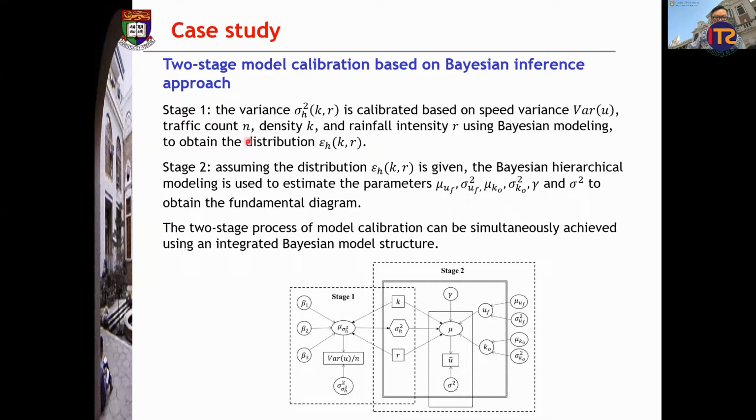Now, we establish the model using this two-stage, hierarchical process. In the first stage, we assume the speed heterogeneity variance is calibrated from the data set as a function of density and rainfall intensity. Then, with this as the upper level input, we put it into the lower level hierarchical Bayesian model. The mean of the free flow speed and variance of free flow speed, mean and variance of optimal density, the parameter associated with rainfall intensity, and the general error variance are all estimated by the Bayesian model, with the input of this speed heterogeneity distribution into the second stage model. Although it's a two-stage model, the calibration of parameters is actually conducted simultaneously.